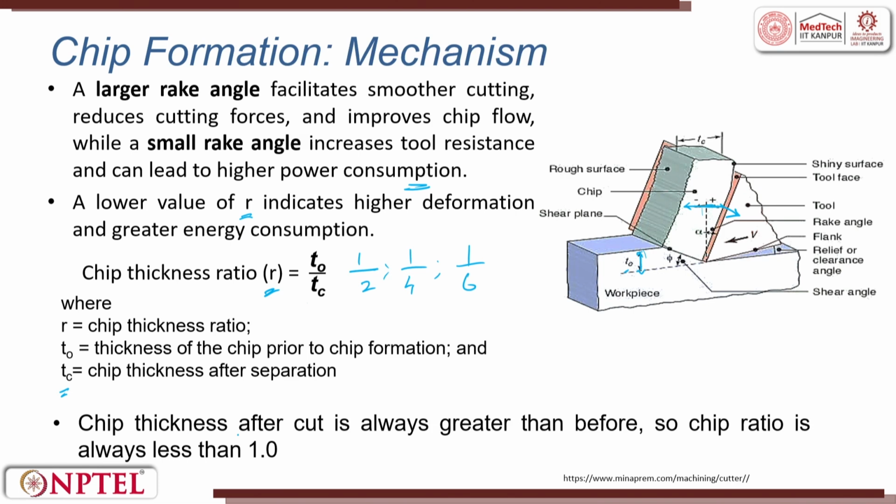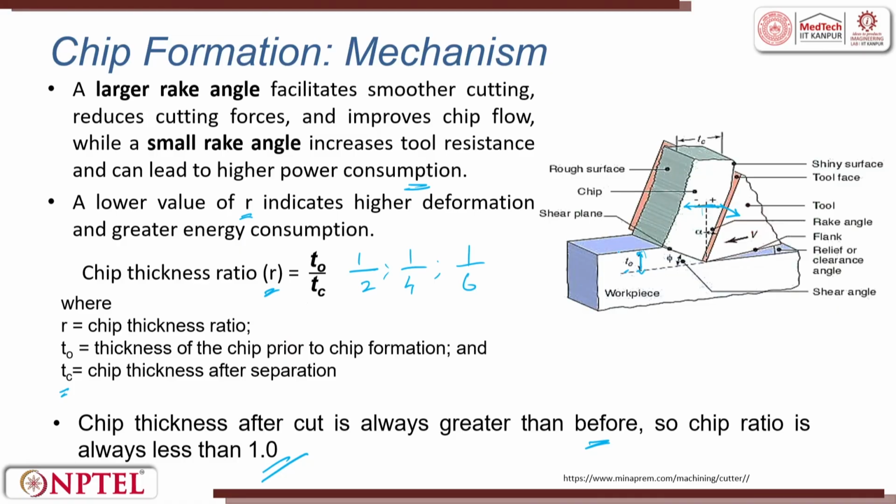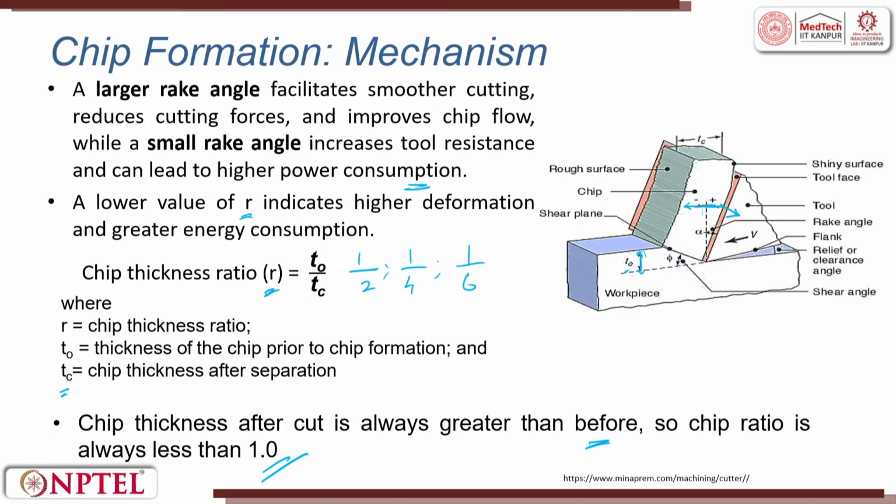The general chip thickness after cutting is always greater than before. So, the chip thickness ratio will always be less than 1, because you are measuring only the thickness, you are not measuring the width, because here, as I told you, it is only an extrusion process. Whatever is the material here, this material goes there. So, when the material flows, it tries to spread. The thickness cannot be higher than T naught.